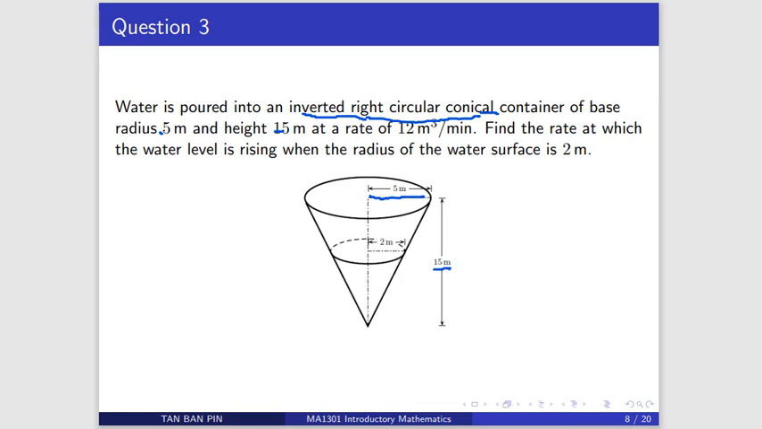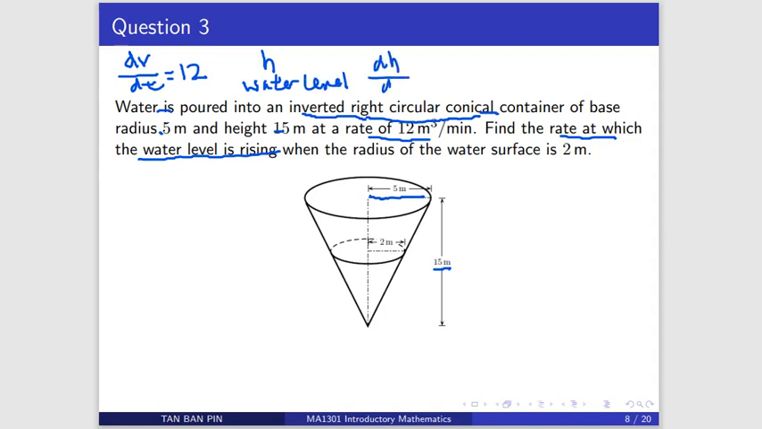So here 15. And we are told that water is poured in at the rate of 12 meter cube per second. It means we are given dV/dt is 12. And we are supposed to find the rate at which the water level is rising. If you call H the water level, then what you want is to find dH/dt when the radius of the surface is 2.